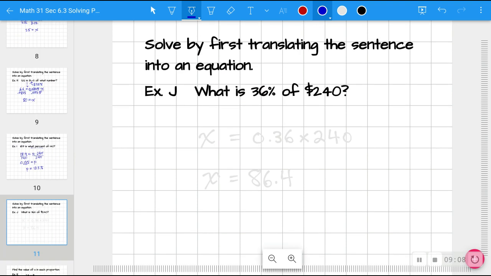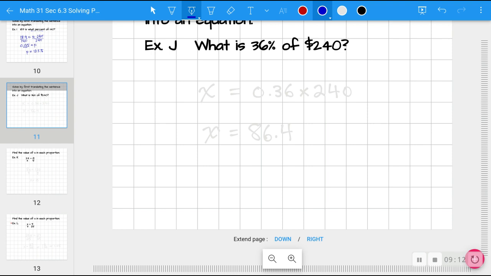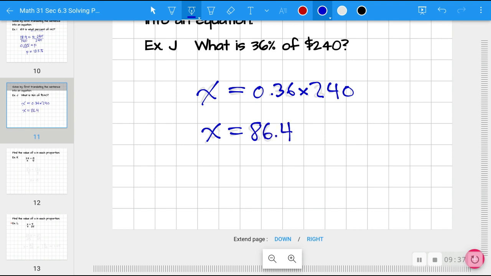Okay, we have, like I said, let me see how many more. This is 3 slides total left here. Okay, what is 36% of 240? Now, we don't have any work to do over here. It's just got the x. So all you have to do is take 0.36 times 240, and you get your answer of 86.4.